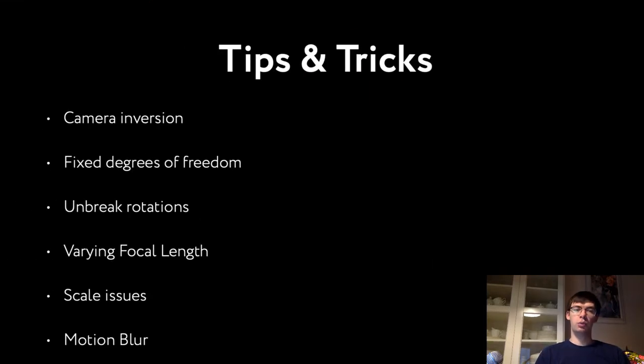Okay, then we already discussed varying focal lengths and all these scale issues. Scale issues, it was about when you have camera and object in different scale, and then you need to export either TranformGeo to scale the object to the camera, or make an axis to scale the camera to the object.